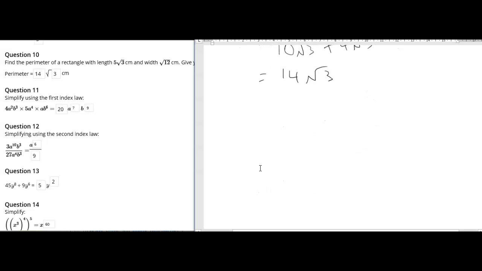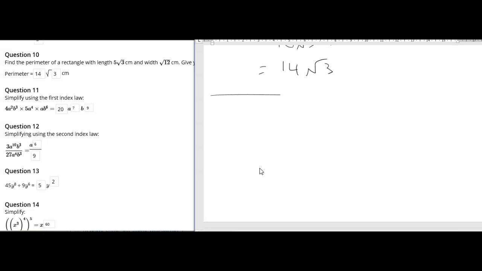Okay, I'm going to keep going just because there's 25 questions and I may as well go halfway. Question 11. Simplify using the first index law. So 4a squared b cubed times 5a to the 4 times a b to the power of 6. All right, so we've got the coefficients here. So 4 and 5 is 20.